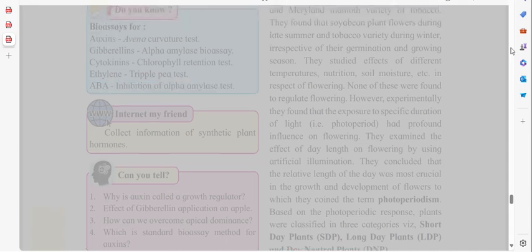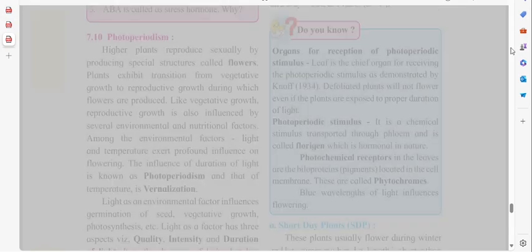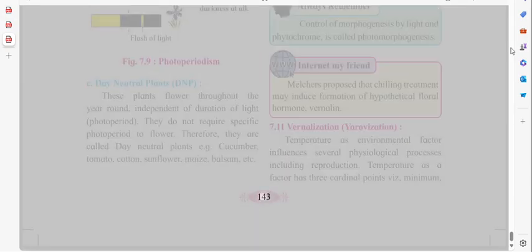Do you know? Collect information of synthetic plant hormones. Internet, my friend. 1. Why is auxin called a growth regulator? 2. Effect of gibberellin application on apple. 3. How can we overcome apical dominance? 4. Which is the standard bioassay method for auxins? 5. ABA is called a stress hormone. Why? Can you tell?